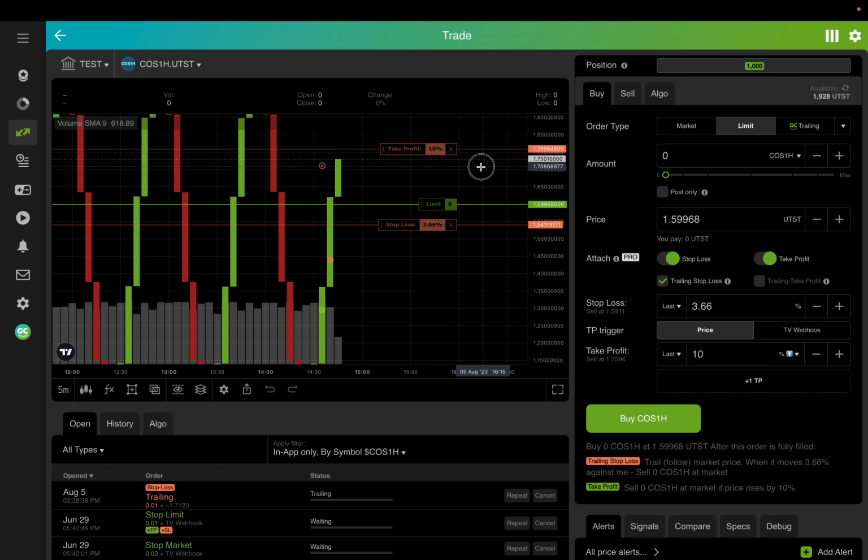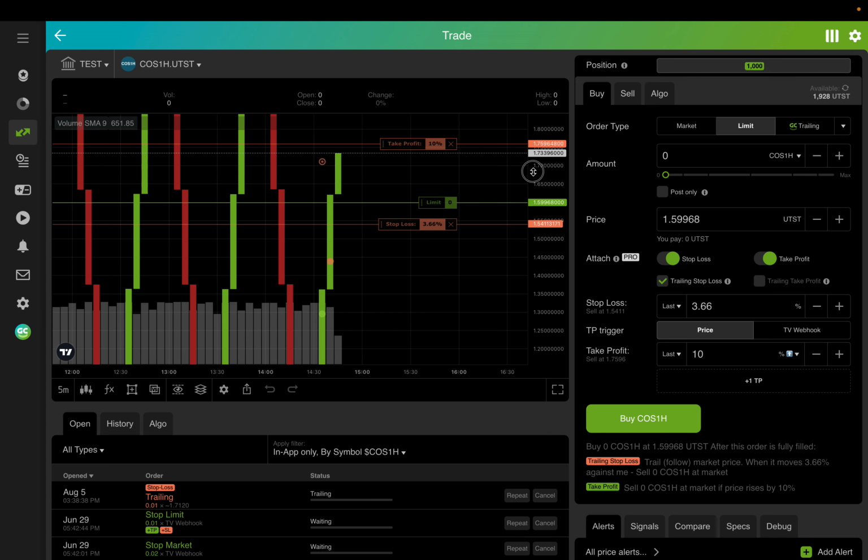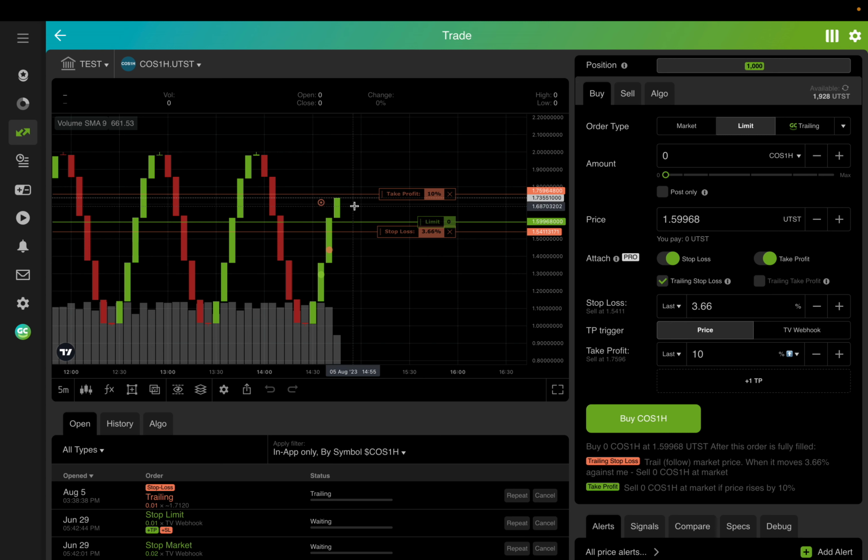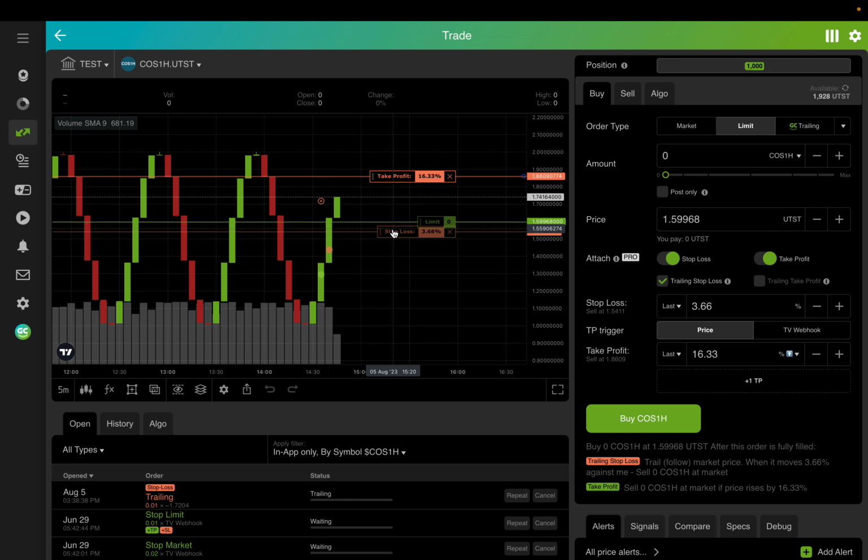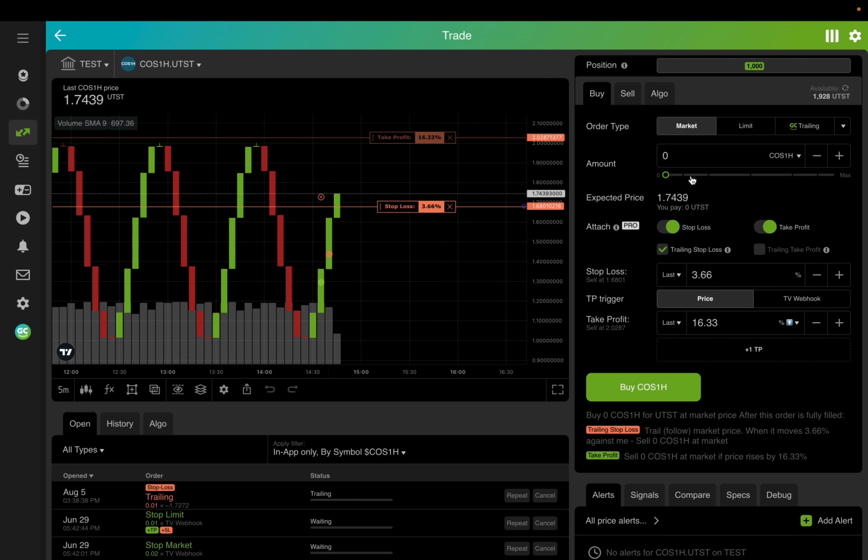Okay, we can maybe, let's see. It still has some way to go. I'm not sure if we can wait and illustrate that, but that's actually it. Let's just send another order with both stop loss and take profit attached to it.